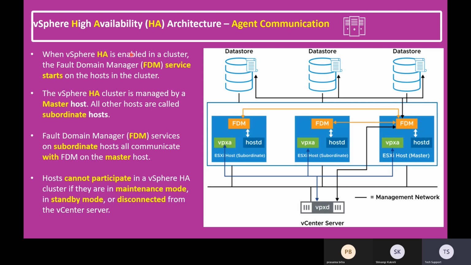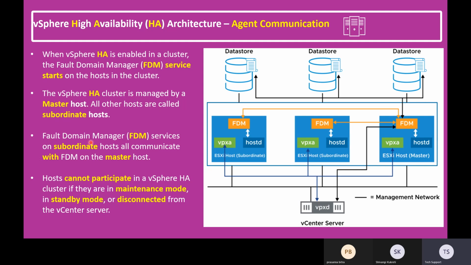When vSphere HA is enabled in a cluster, the Fault Domain Manager (FDM) service starts on the hosts in the cluster. So within a cluster, it will start the same service. The vSphere HA cluster is managed by a master host. Within this cluster, we have a master host, and all other hosts are called subordinate hosts, or another name is secondary hosts. The master host we also call the primary host.